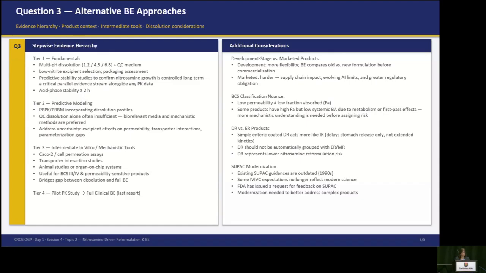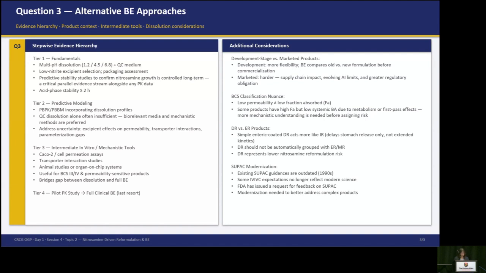What are the additional considerations for these alternative BE approaches? We need to develop more flexible products. We need to compare the post-change versus pre-change formulations under the BE study. There's also some challenge that for the earlier approved products, we may not have the IVIVC on the market available.